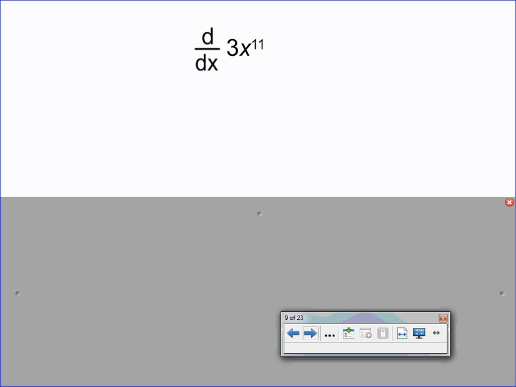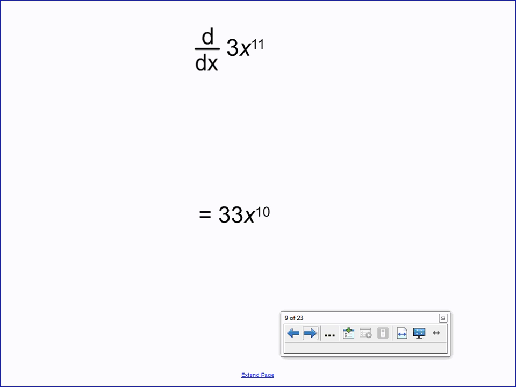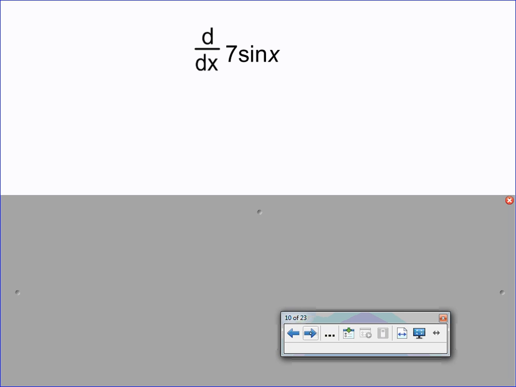Number 6. 33x to the 10th. Survey says you are correct. Very nice. Good job. 33x to the 10th. Round 2. The derivative with respect to x of 7 sine x. Get ready.